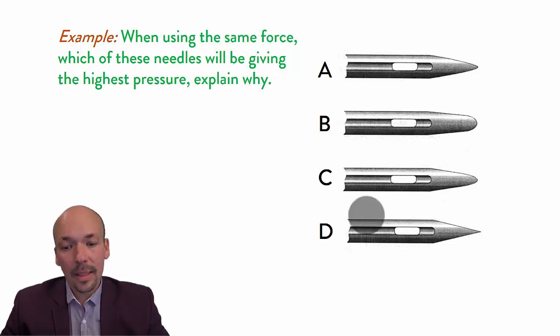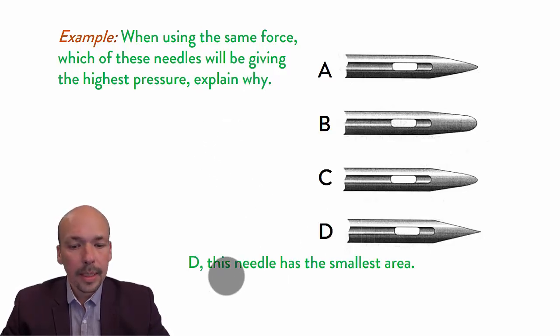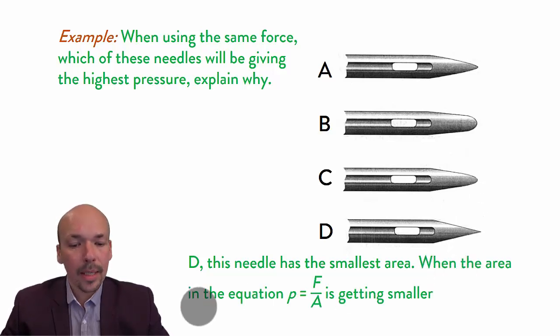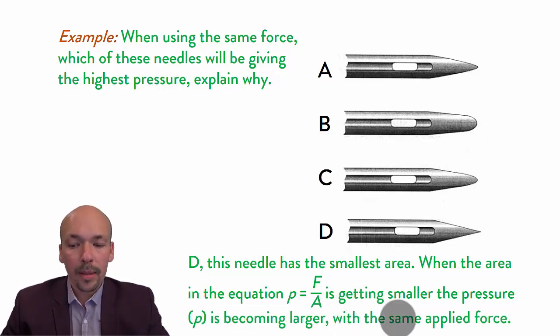Well, the correct answer is needle D. There's a reason, because you have to explain why, of course. This needle has the smallest area. You can see the tip here. It's the smallest, so the area is the smallest. When the area in the equation P equals F divided by A is getting smaller, the pressure P will become larger with the same applied force. So this one will work best. So this one will have the best pressure, even if the force is always the same.